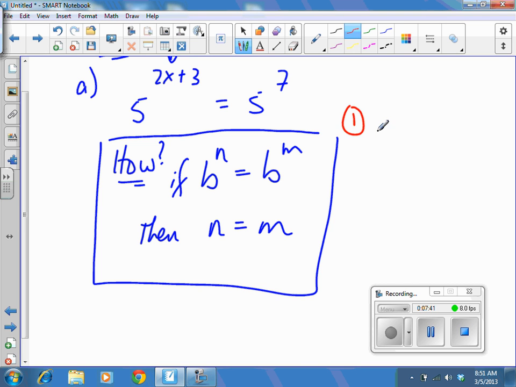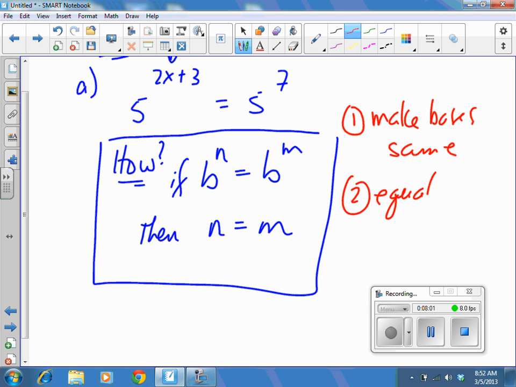Step 1, we're going to make the bases the same. Why? Because when you're dealing with exponents, you can't apply any of the laws if the bases are not the same. So step 1, make the bases the same. Step 2, what would you say? Equate the... when the bases are the same, you can do what? Equate the exponents. So those are your steps.